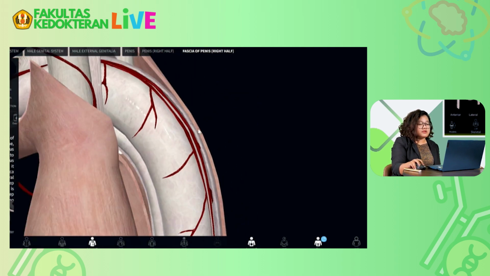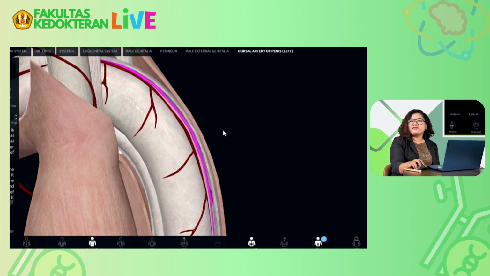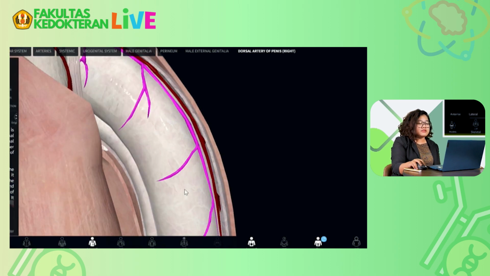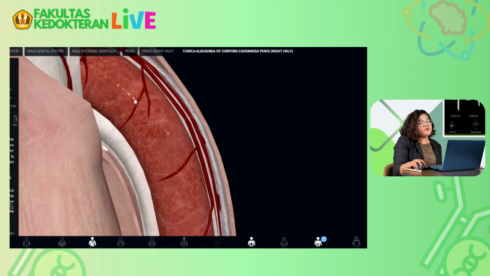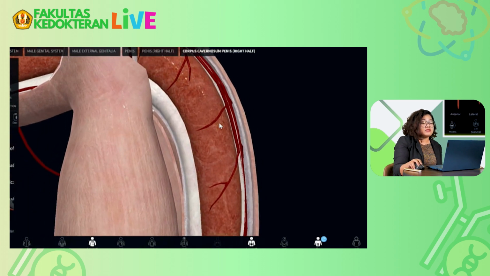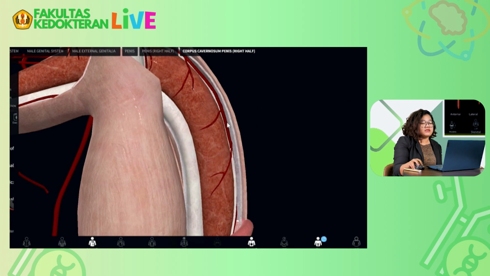There you go. There are the blood vessels. There's the artery of the penis. This one, I believe, is the dorsal artery of the penis. And then it has several branches branching off here. It's still the dorsal artery of the penis. And then this is the tunica albuginea of the corpus cavernosum on the right side. Because it's one, it should be corpus cavernosum on the right side.